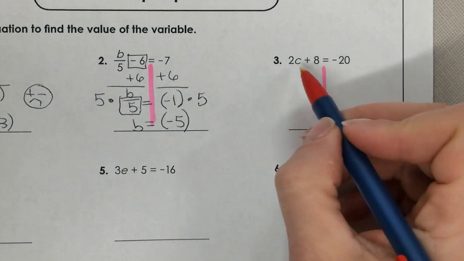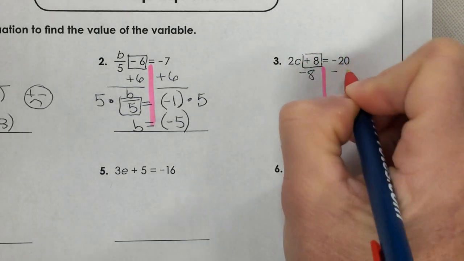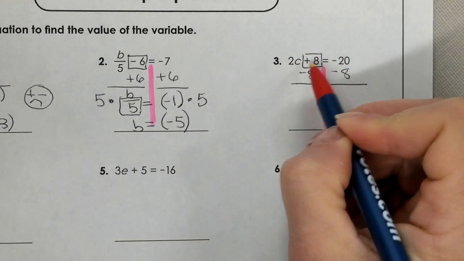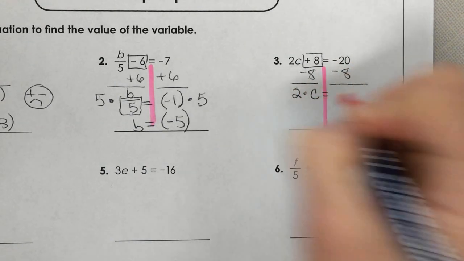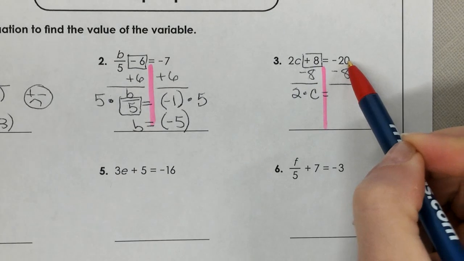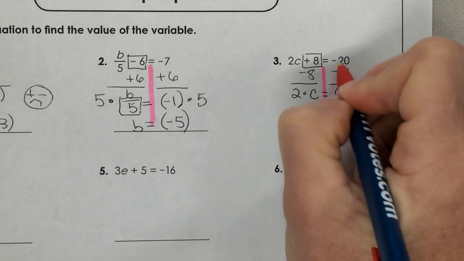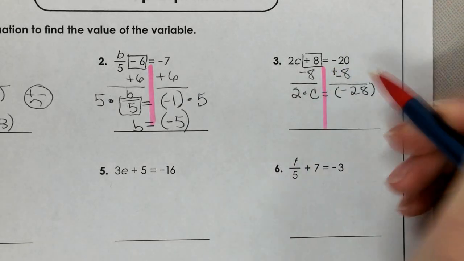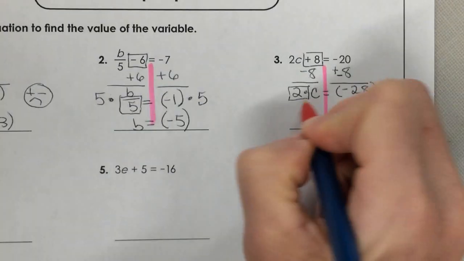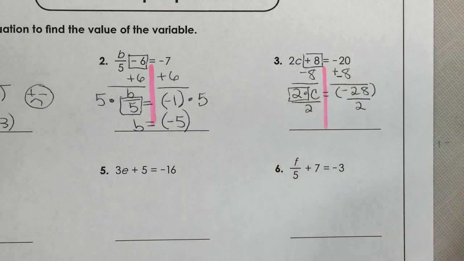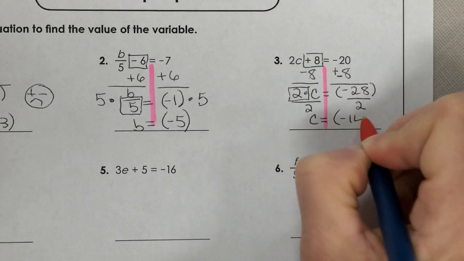For number 3, to get c alone, we'll undo this addition first using subtraction. We'll subtract 8 from both sides. A positive 8 and negative 8 make 0, so 2c plus 0 is just 2c, which is 2 times c. If you're already at negative 20 and you subtract 8 more, that would give us a negative 28. You also can change subtraction to add the opposite, so that would be a negative plus a negative, add, and it's more negative. To get c alone, we have to undo times 2 using division. And 2 divided by 2 is 1. 1c is just c, and we have negative 14.